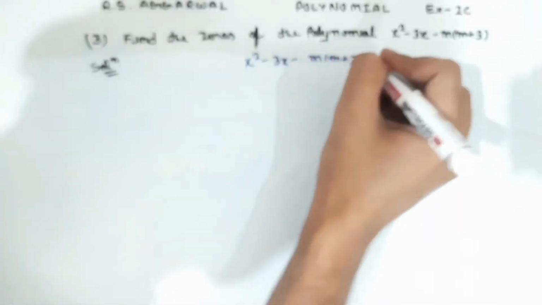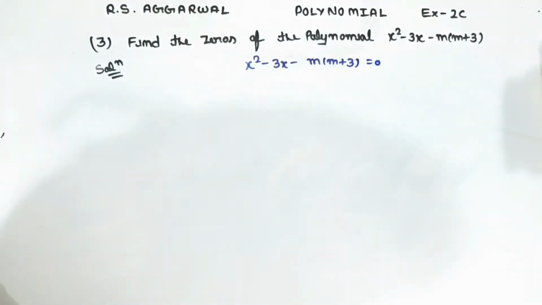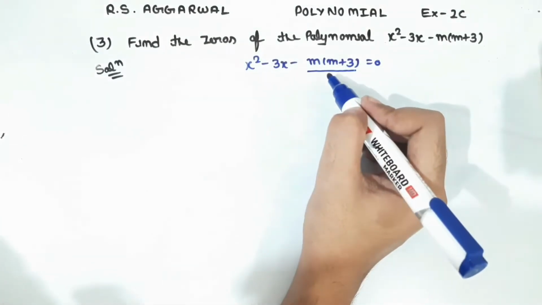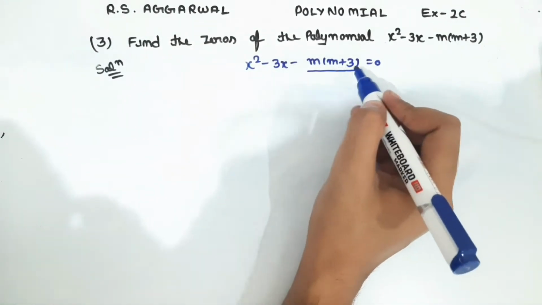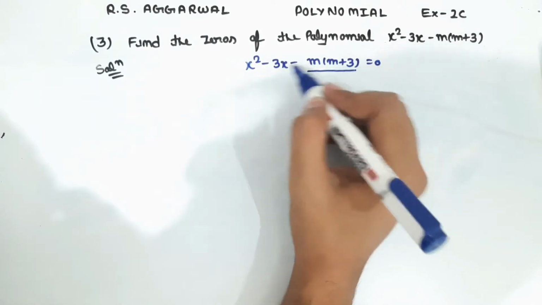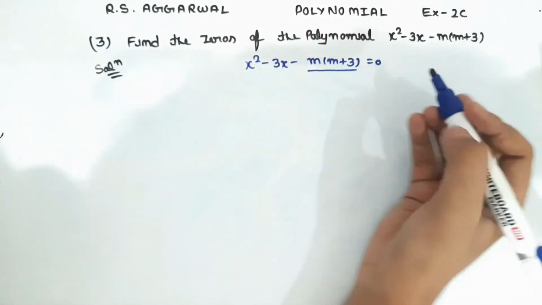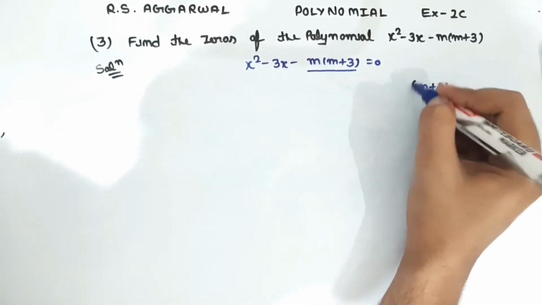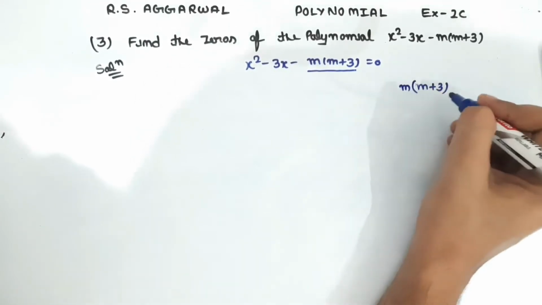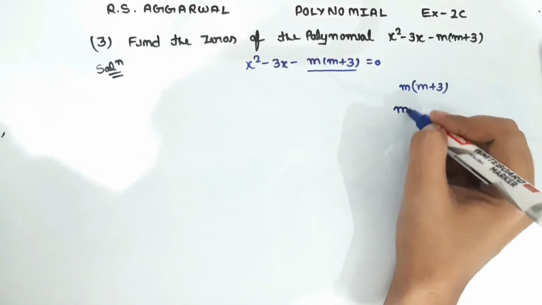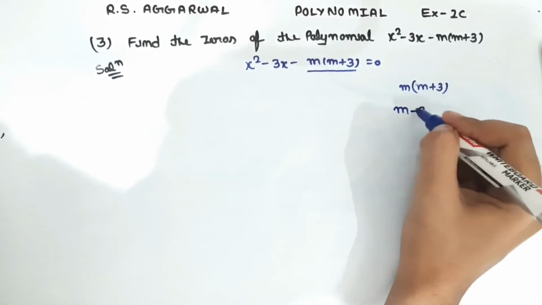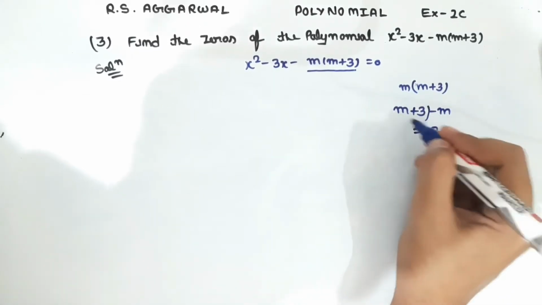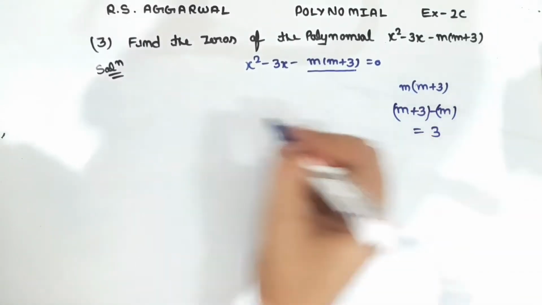So in this polynomial, our constant term is m into m plus 3. So we have to find the factors of m into m plus 3 such that their difference is 3. Already it is given in factorized form. So when we subtract m from m plus 3, we get 3. So our factors will be m plus 3 and m.